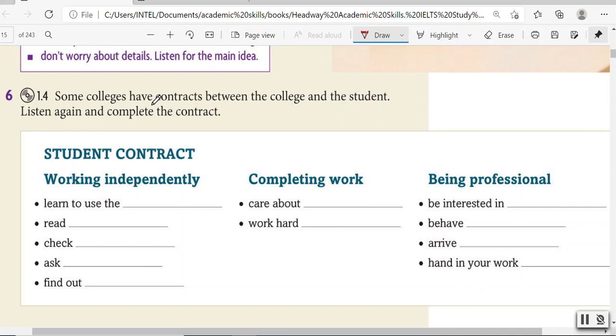Some colleges have contracts between the college and the student. Listen again and complete the contract. We have this contract, this agreement between the students and the college.